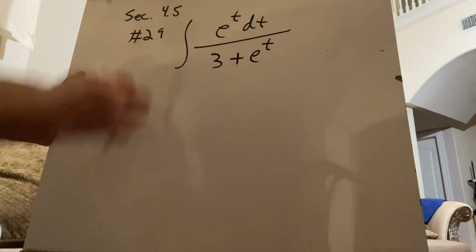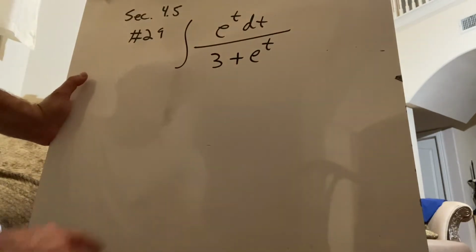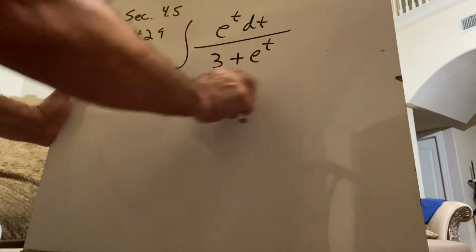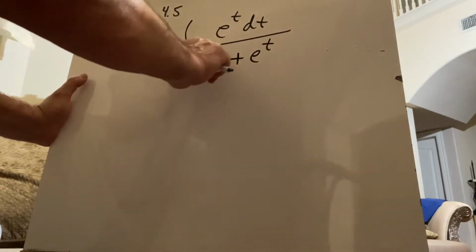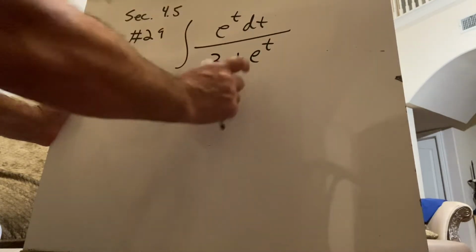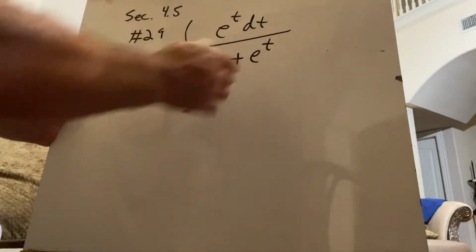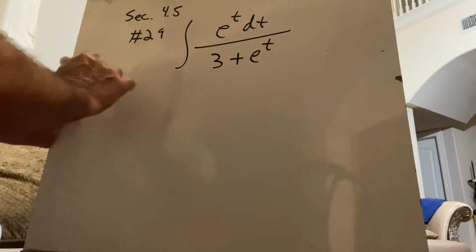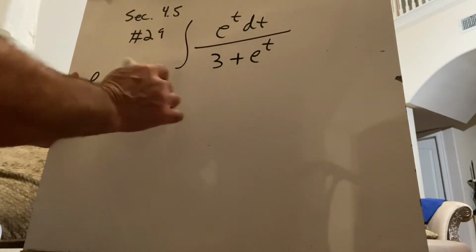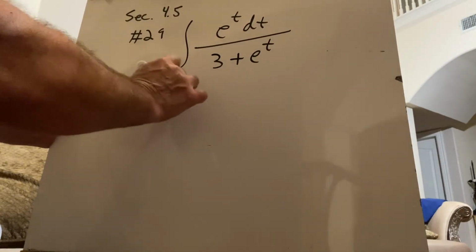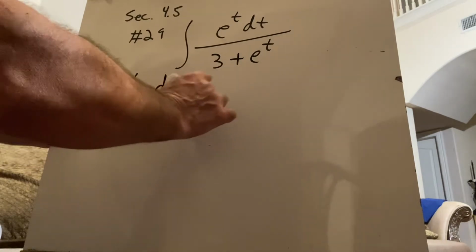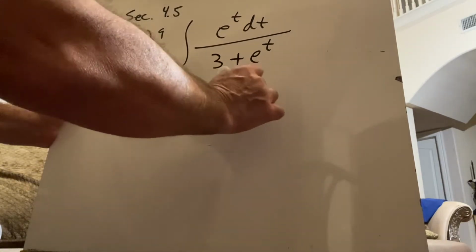Let me tell you, when I look at this problem, the first thing I notice is that we do have a function in the denominator. These are all functions of t. So usually when you have a function, whether it's x or t or any variable, in the bottom, always remember this rule that usually can be applied. It says the integral of du over u is natural log of absolute value of u plus c.